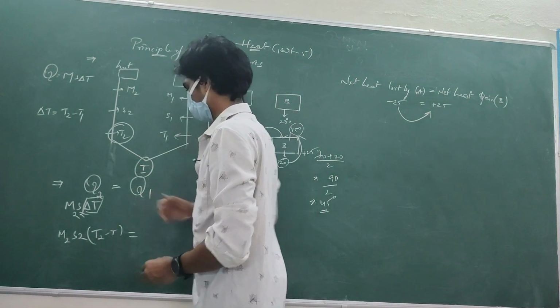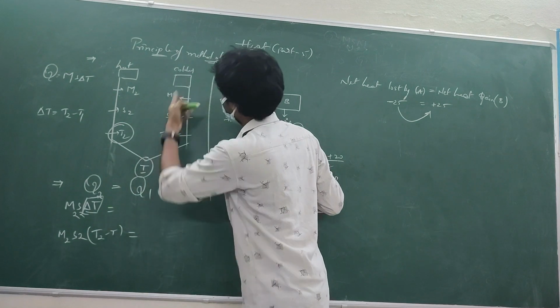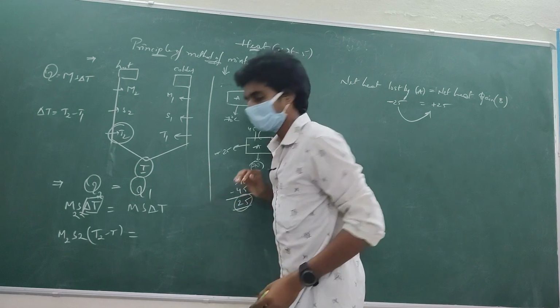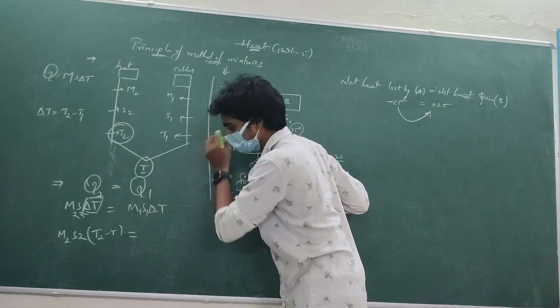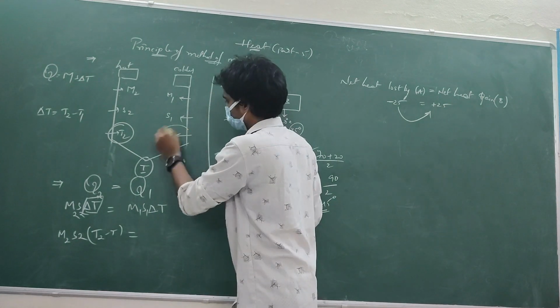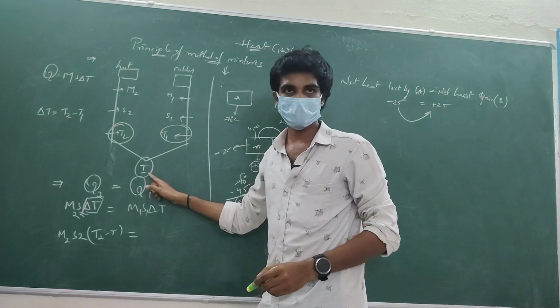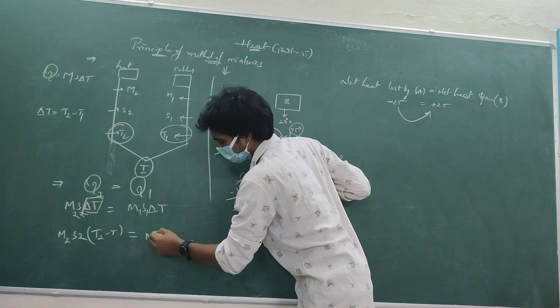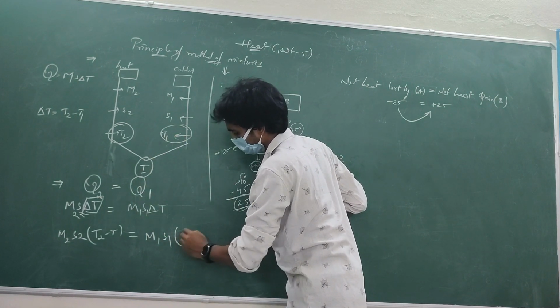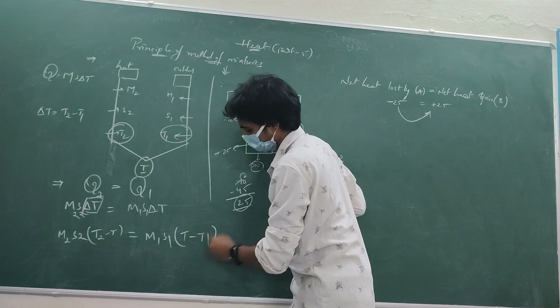Now, if we come to this case, it becomes Q1. Q also has a formula, that is MS delta T. In place of this, I am going to write M1 S1 in place of delta T. Now, cold water is present here, T1, and cold water is also present in this case, right? So in this case also, I am going to write M1 S1 into T minus T1.